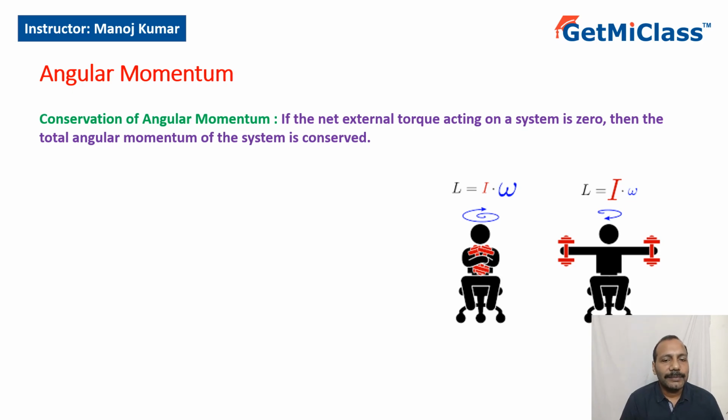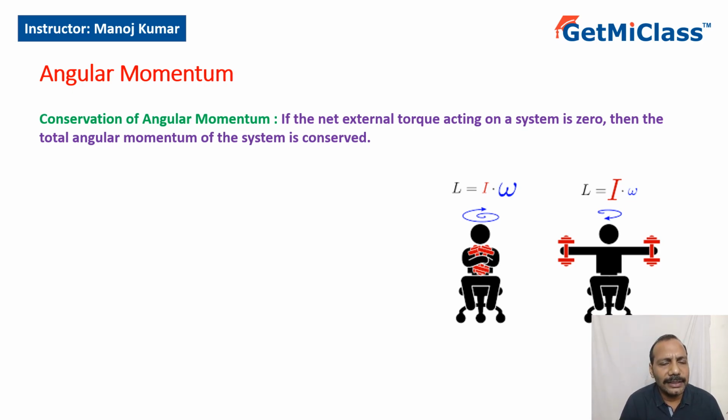Now let's look at principle of conservation of angular momentum. Very similar to principle of conservation of linear momentum. So principle of conservation of angular momentum says that if net external torque acting on a system is 0, then the total angular momentum of the system is conserved. Whatever changes go on inside the system, they cannot change the angular momentum of the system.